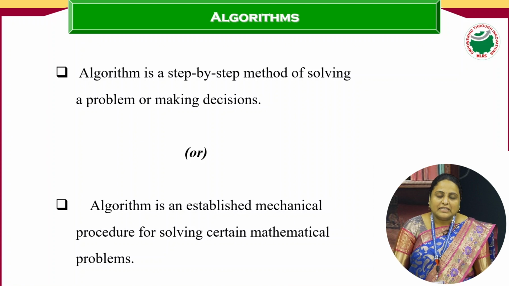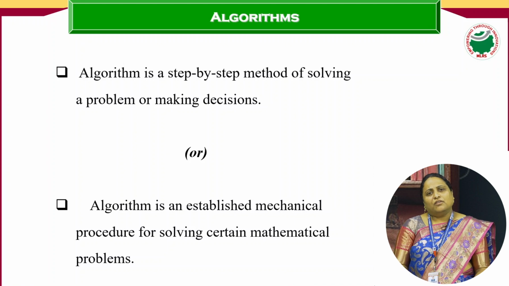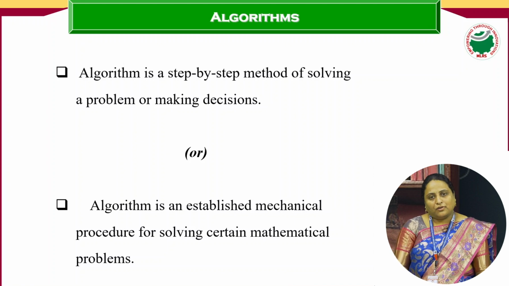An algorithm is a step-by-step method of solving any particular problem. Here, by using an algorithm, you can solve a problem or you can make a decision. Whenever you are solving a problem, generally you can divide problems into two types: one is problem solving and the other is decision making.